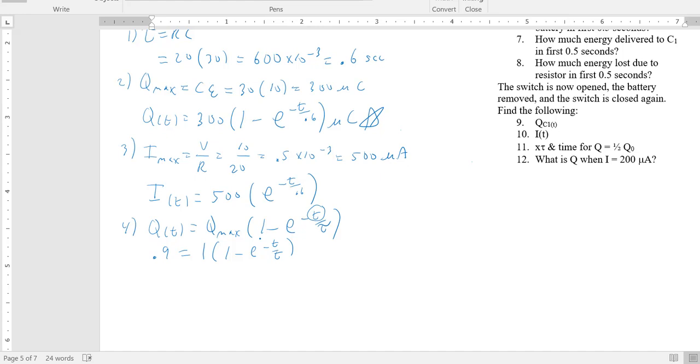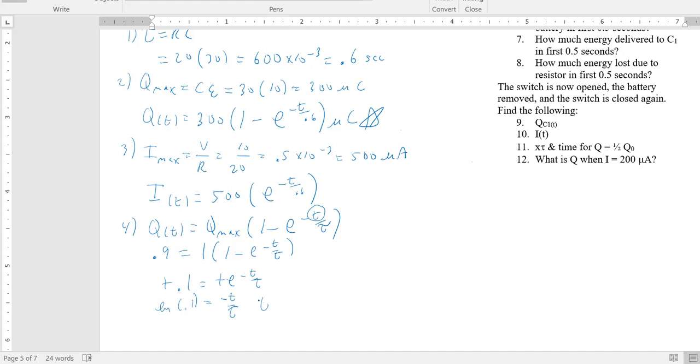So then you get negative 0.1 equals negative e to the negative t over tau. And then you get the time. So then you take a natural log of, all the negatives drop out. Take a natural log of both sides. So natural log of 0.1 equals negative t over tau.